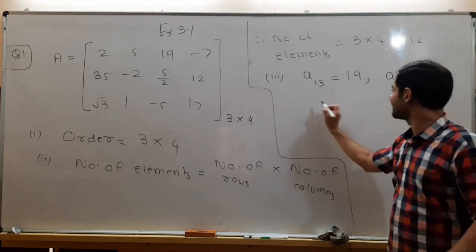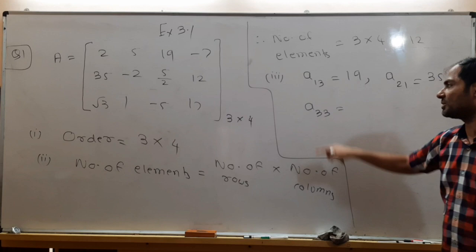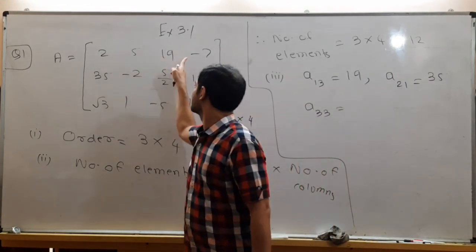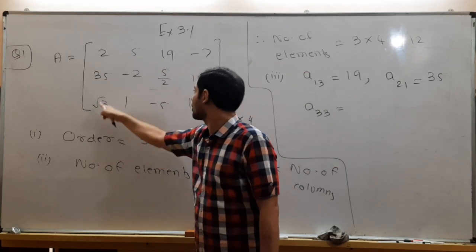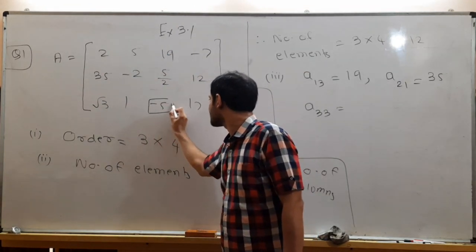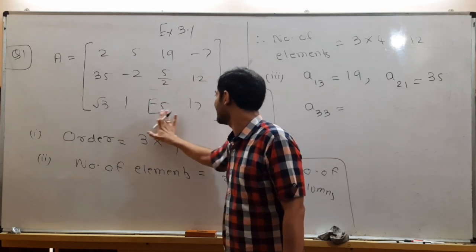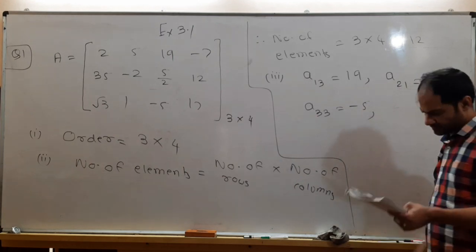Then they have asked A33. A33 is in third row, third column. So 1, 2, 3. Third row and third column. So first, second, third. The third row, third column is minus 5. So it has to be minus 5. So A33 will be minus 5.